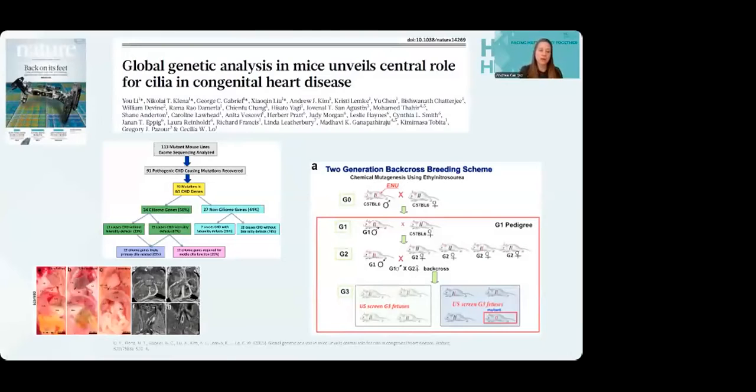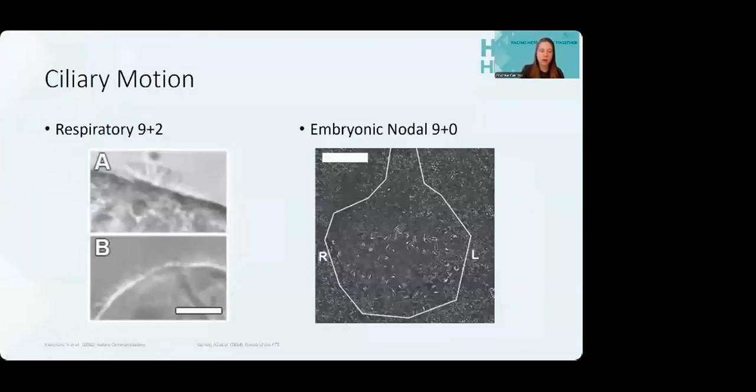But when I was a fellow in training, I had the pleasure of being in her lab. And at that time, this article from Nature was published about the role of ciliary genes in the development of congenital heart disease in a mouse mutagenesis model, which certainly got me thinking as a trainee a lot more about this. So why are we talking about cilia, and where is cilia located in the body?